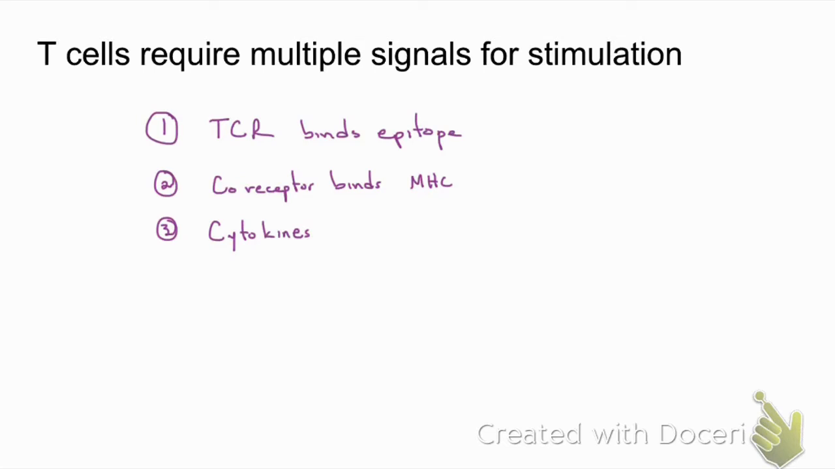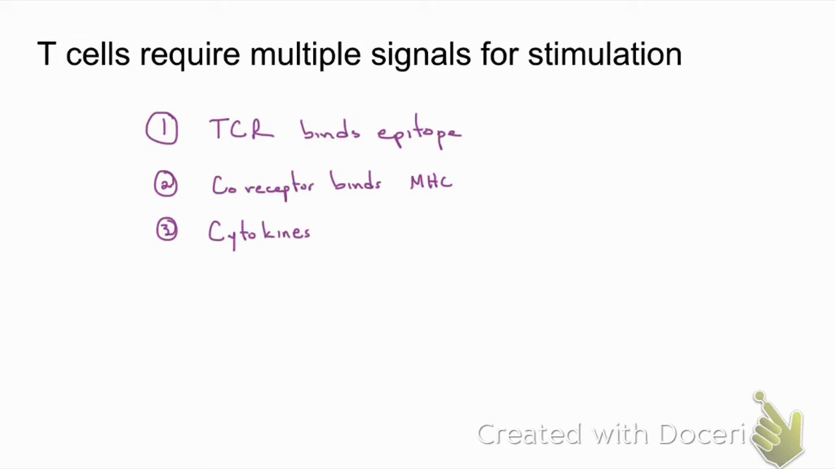Secondly, the co-receptor, CD8 or CD4, must bind to one of the MHCs. And then finally, cytokines from the cell that the T cell is binding to will help to activate that T cell. Now, any of these individually might have a very small stimulation effect, but they're not going to lead to an effect that's really going to activate those T cells.